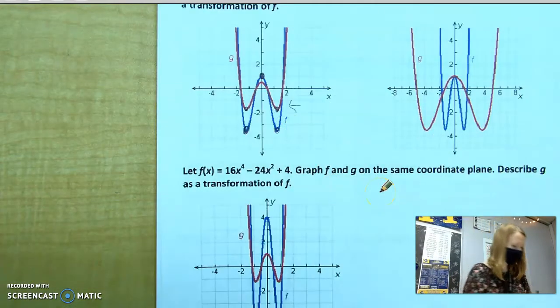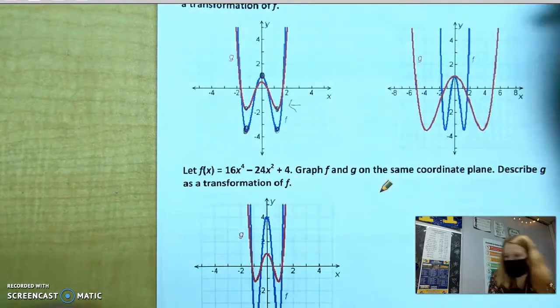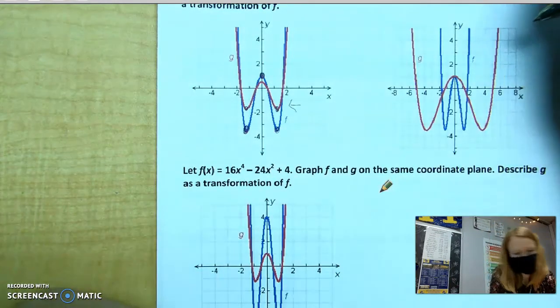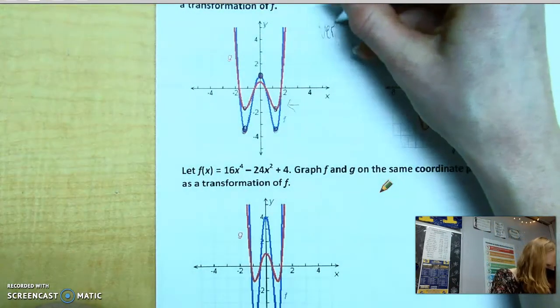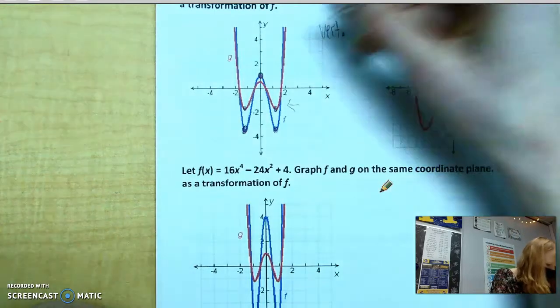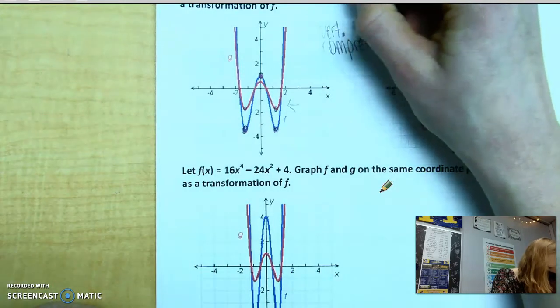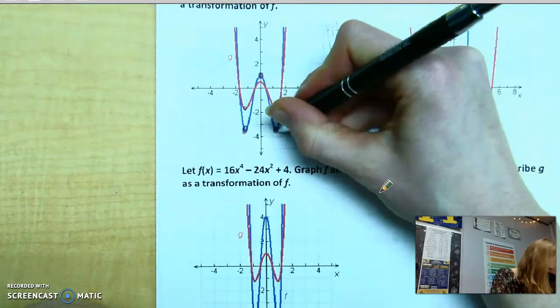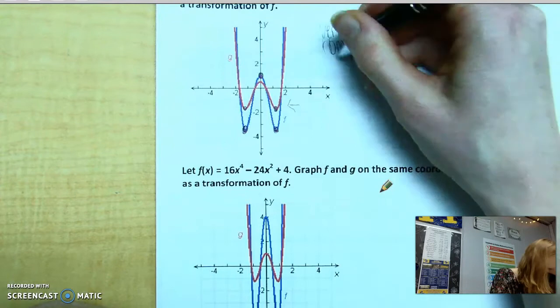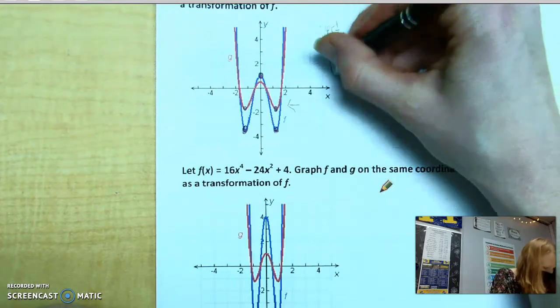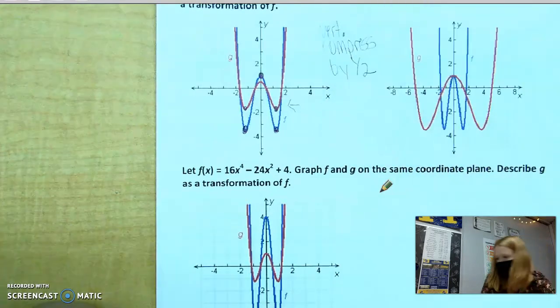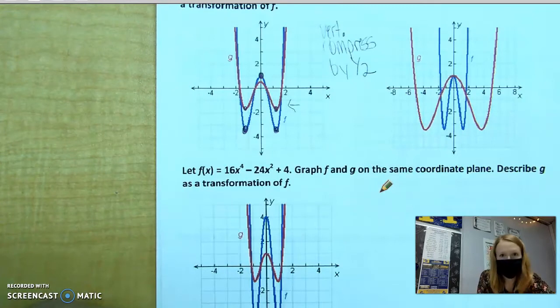Okay, so if you look at these points, they look like they're getting closer to the x-axis, which means they're going in the vertical direction somehow. And since they're getting closer, that would be a compression. And it looks like the number 3.5 is maybe 1 3/4. So I would say it's getting cut in half. That distance is getting maybe cut in half.